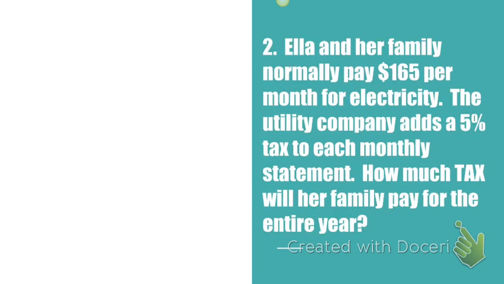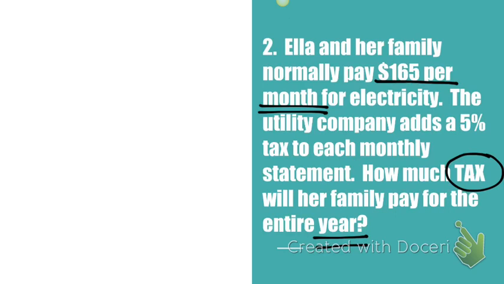So question number 2. Question number 2 says, Ella and her family normally pay $165 per month for electricity. The utility company adds a 5% tax to each monthly statement. How much tax will the family pay for the entire year? Something that you need to be careful about is reading this super carefully. So it says she pays $165 per month, but then the question asks the tax for the entire year. So that's something you're going to need to come back and make sure that you're listening to.